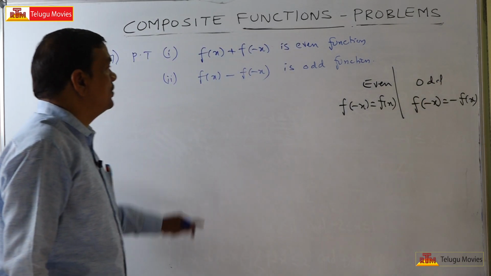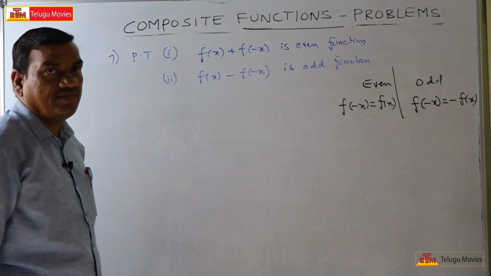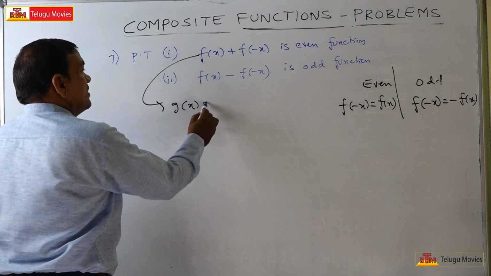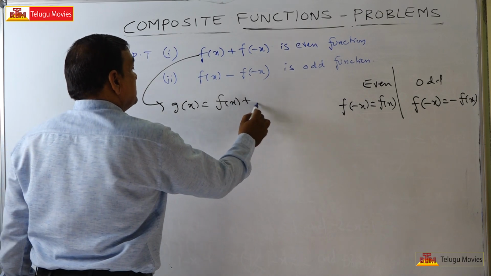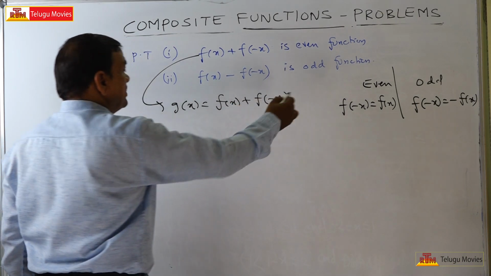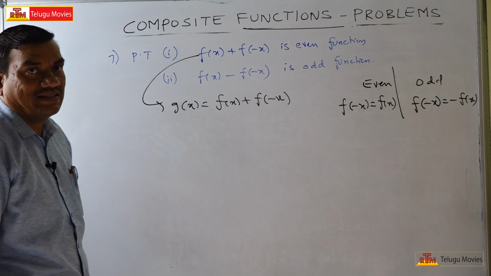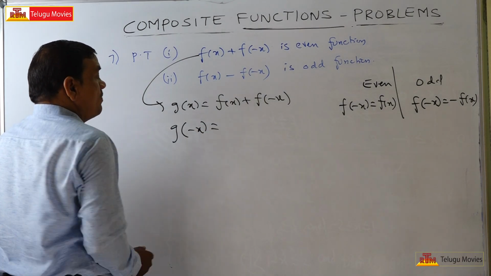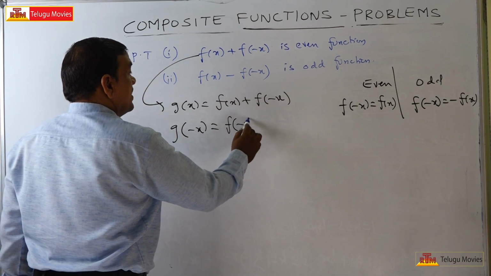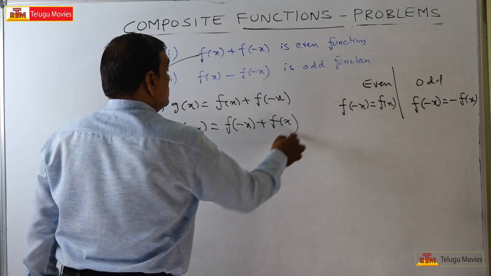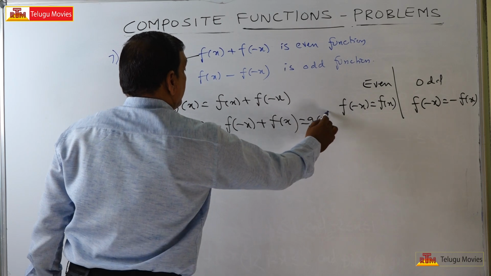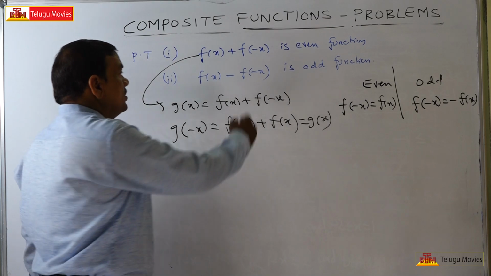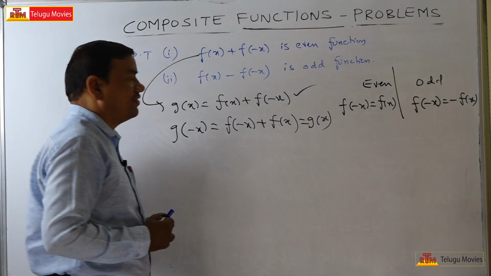Now we have to prove that the first function is even, the second function is odd. So let us take f of x plus f of minus x as g of x. Let us check what will happen to g of minus x. So this is f of minus x plus f of x. Again you are getting g of x. Yes, we are getting. Therefore, the given function is an even function.